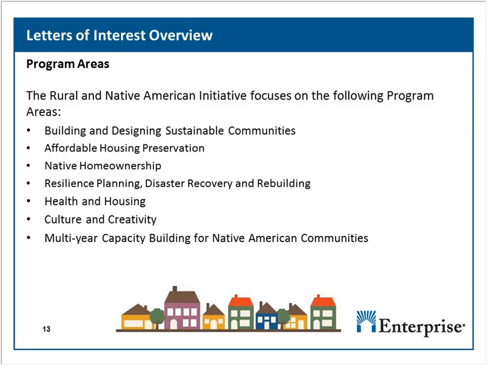Okay, so switching gears a little bit, we're going to now get into the rural and Native American program areas. This year, we're offering 7 categories to apply under. Some are very similar to last year, and some are new, like culture and creativity. So the 7 categories are building and designing sustainable communities, affordable housing preservation, Native home ownership, resilience planning, disaster recovery and rebuilding, health and housing, culture and creativity, and then the multi-year capacity building for Native American communities. And we will talk about each one of those now.